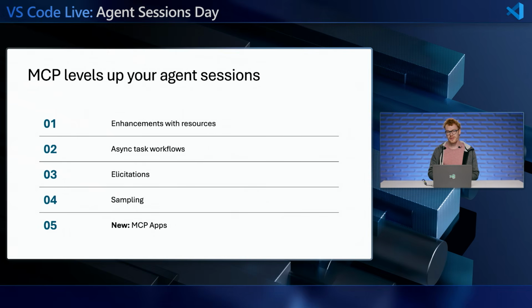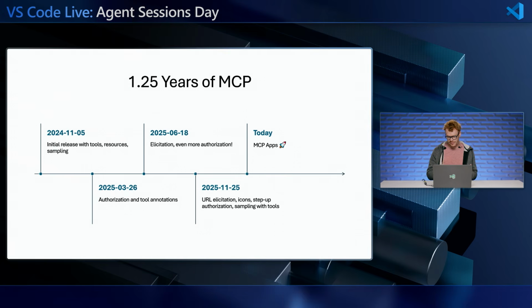MCP tools can return resources to you, so they can generate images, and those can be interpreted by your agent loop, and you can also provide those to your MCP tool calls.